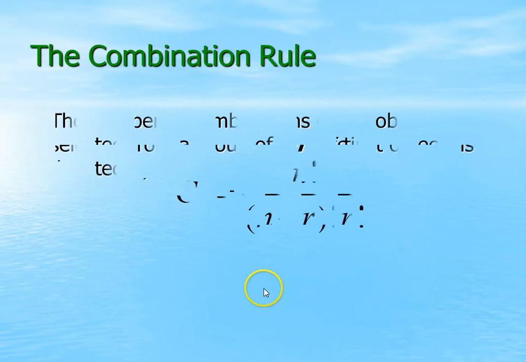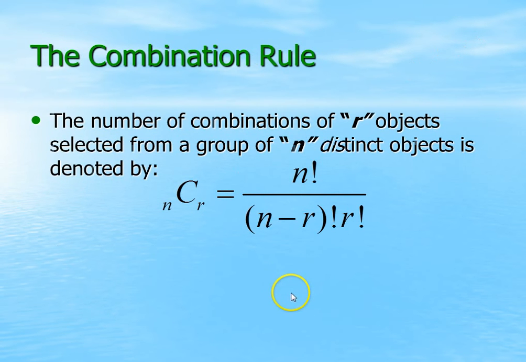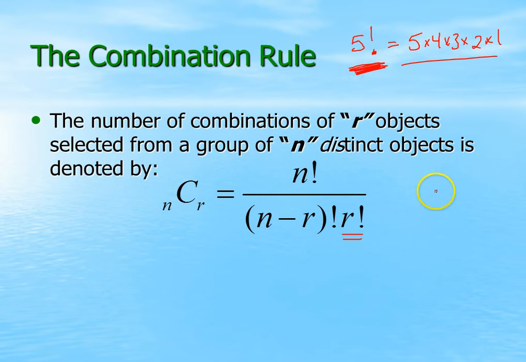Now, the combination rule, this is our definition, just like what we talked about with permutations, but this bottom part down here is a little different. Now we have an r factorial on the outside. Now, remember, what does factorial mean? If I give you 5 factorial, what does that mean? 5 times 4 times 3 times 2 times 1. So remember, factorial means you're multiplying down to 1.